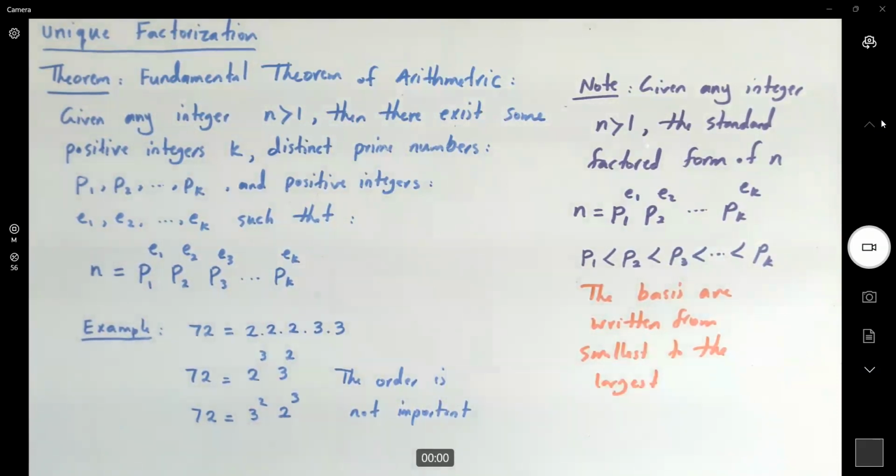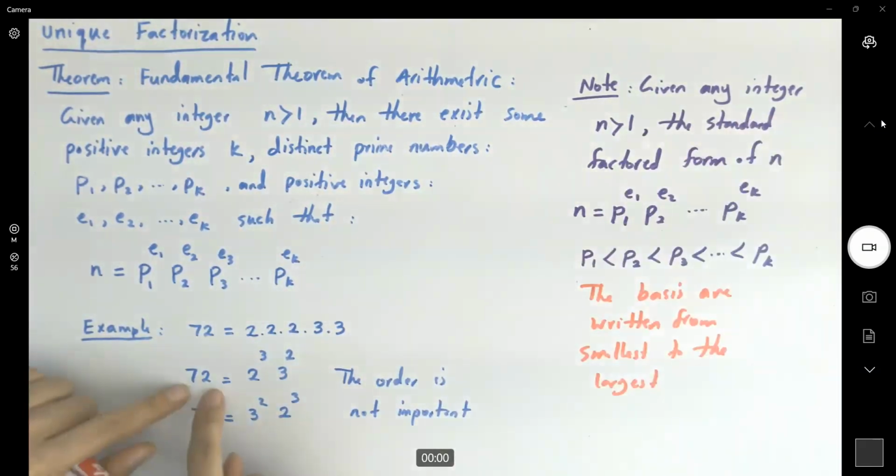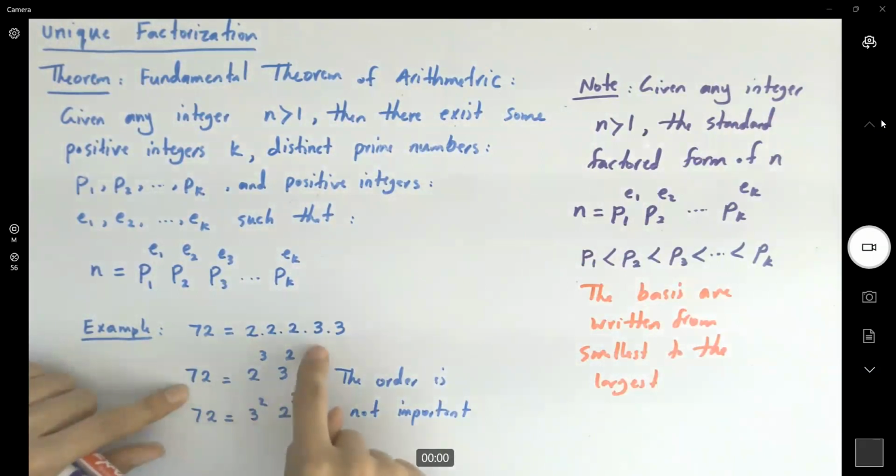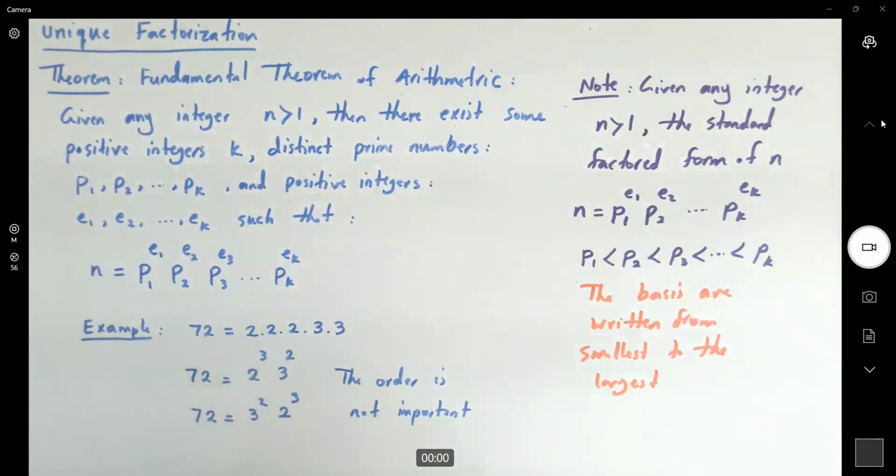So if I ask you to write the unique factorization for 72 in standard form, you're going to select 2 to power 3 times 3 to power 2. So for 72, it's going to be 2 to the third times 3 to the second power. Why is that? Because 2 is your p1, which is less than 3, which is your p sub 2.